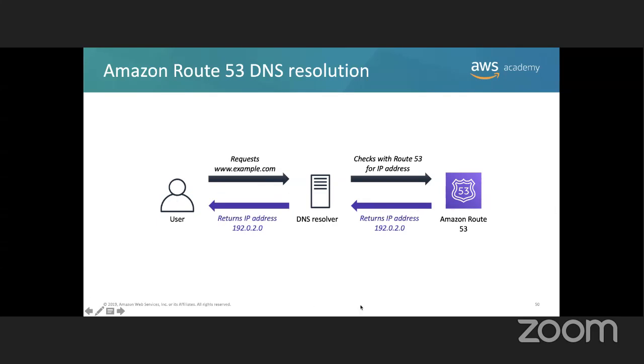So this is a basic pattern that Amazon Route 53 follows when a user initiates a DNS request. The DNS resolver checks with your domain in Route 53, gets the IP address and returns it to the user. And of course, the machine will understand this and the example.com website will be displayed for the user.